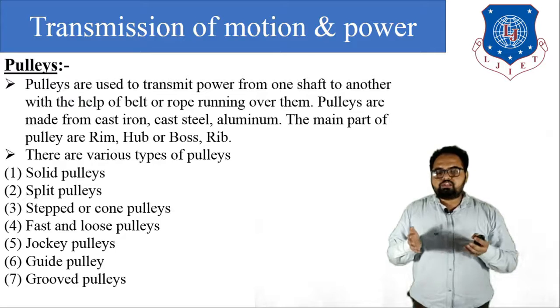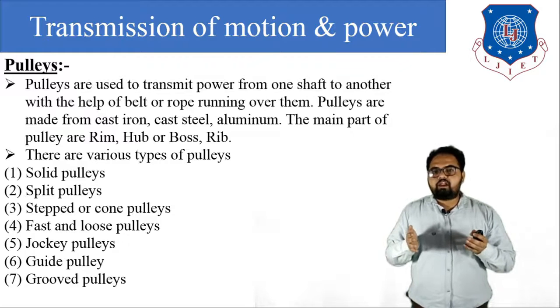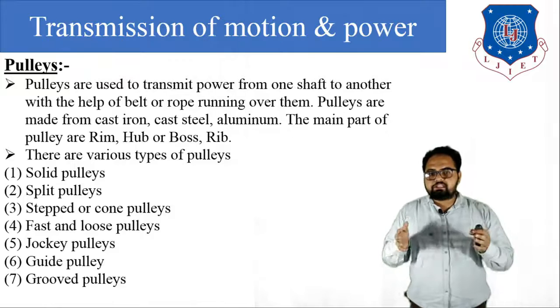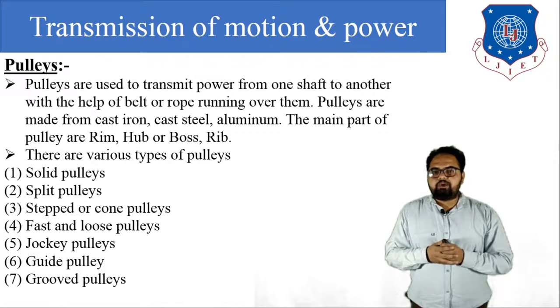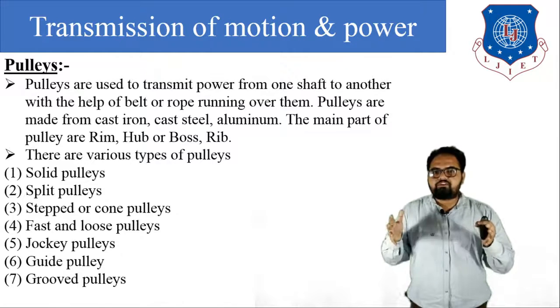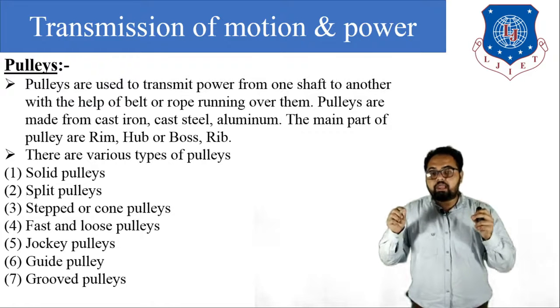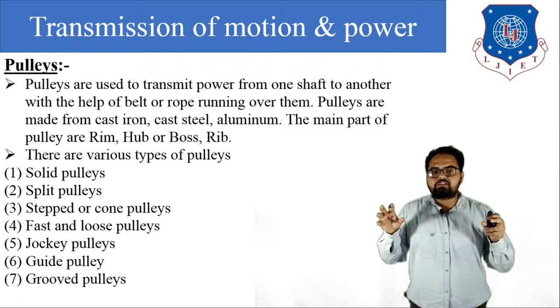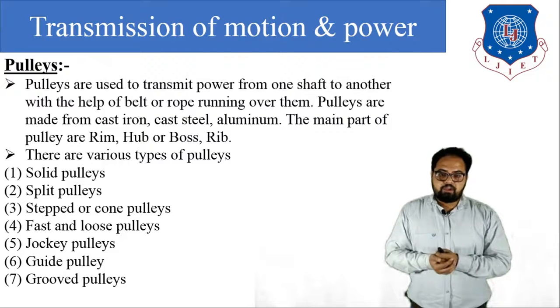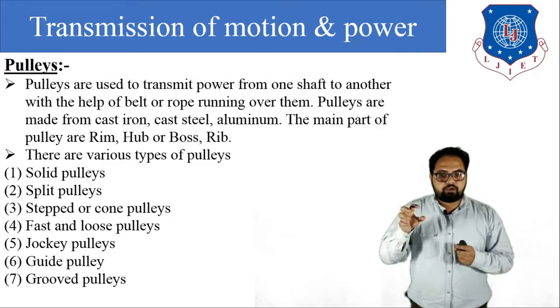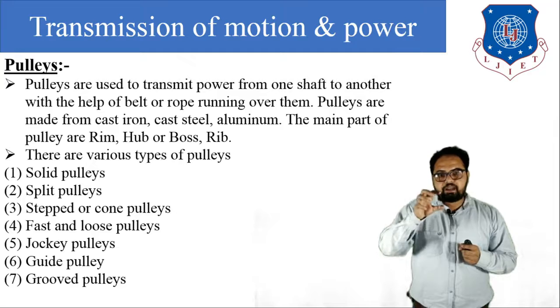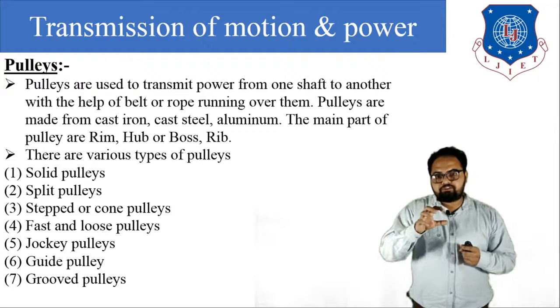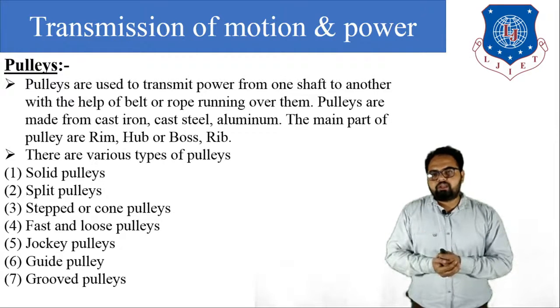Jockey pulley drive is used to increase the angle of contact between the belt and the pulley. When the belt is continuously rotating, due to contraction and extension the length of the belt increases, and due to that there are chances of slipping. So with the help of jockey pulley drive, we can put the necessary amount of tension in the belt drive. That is the use of jockey pulley drive.